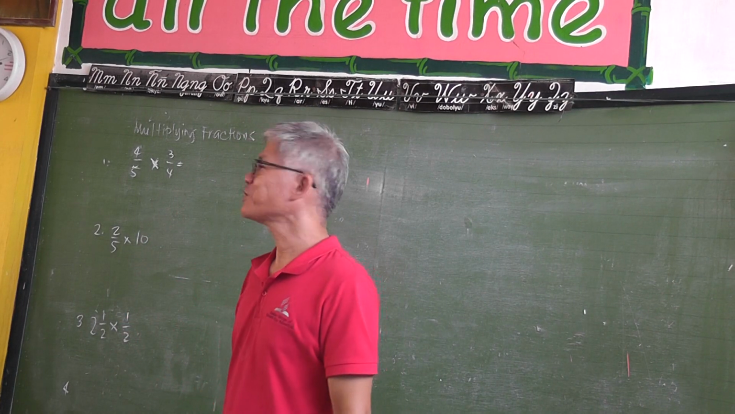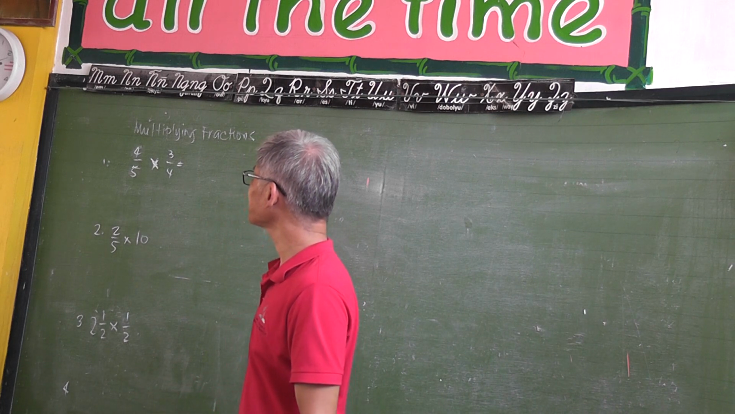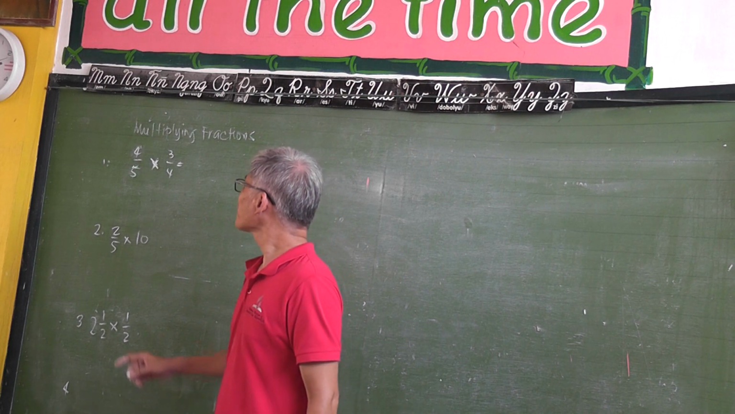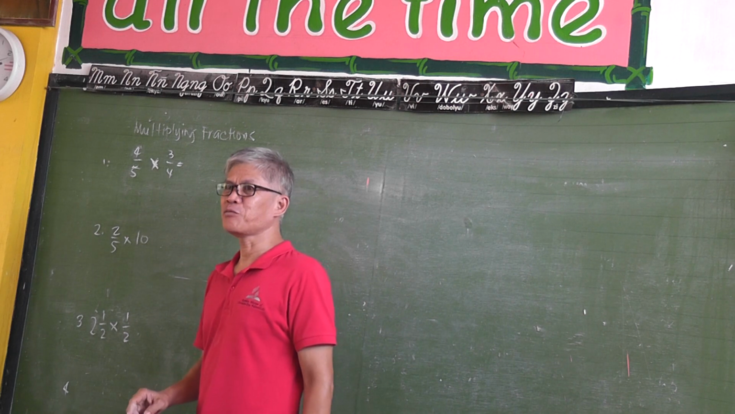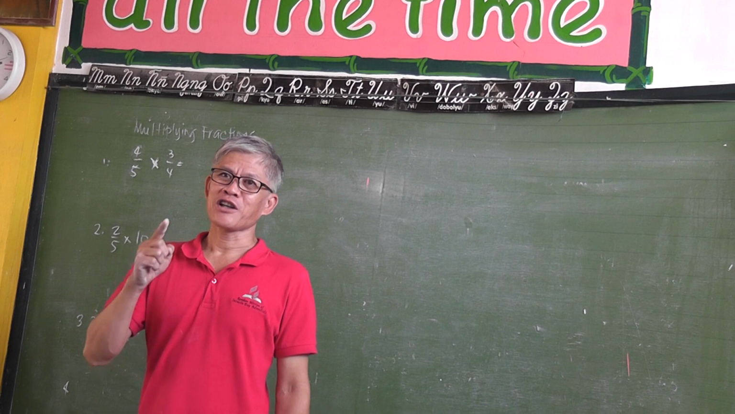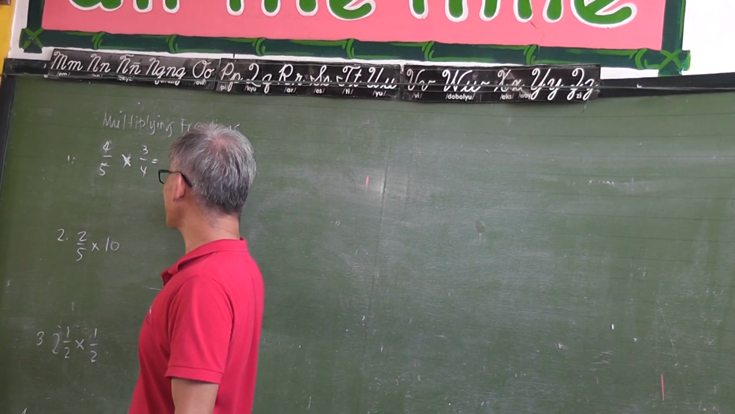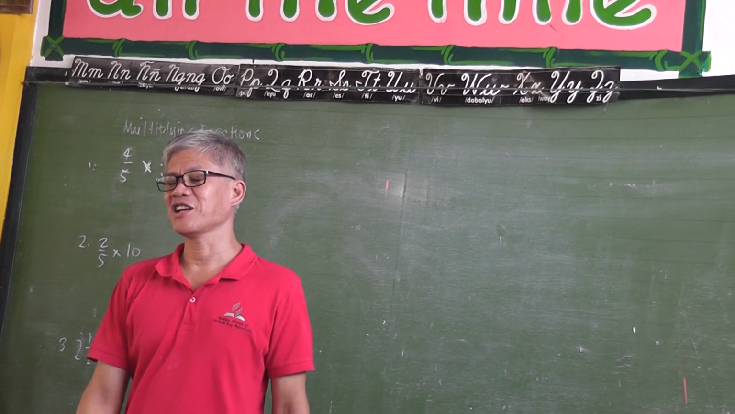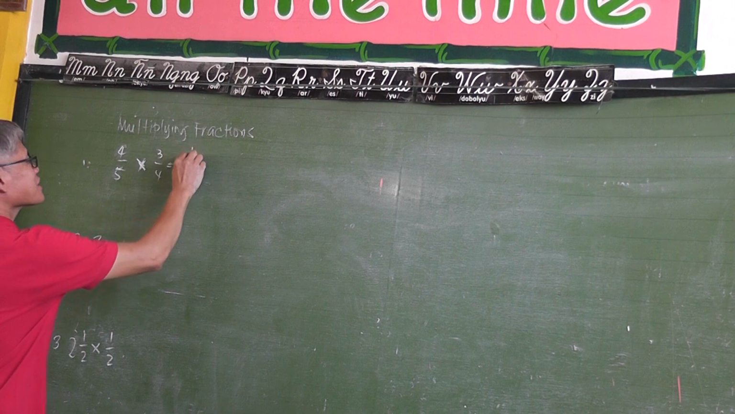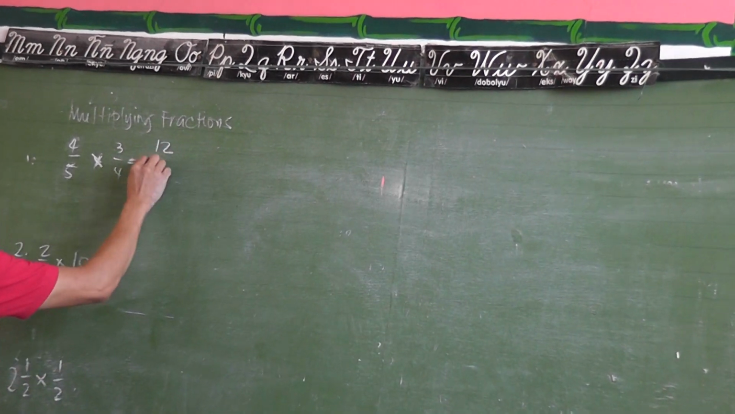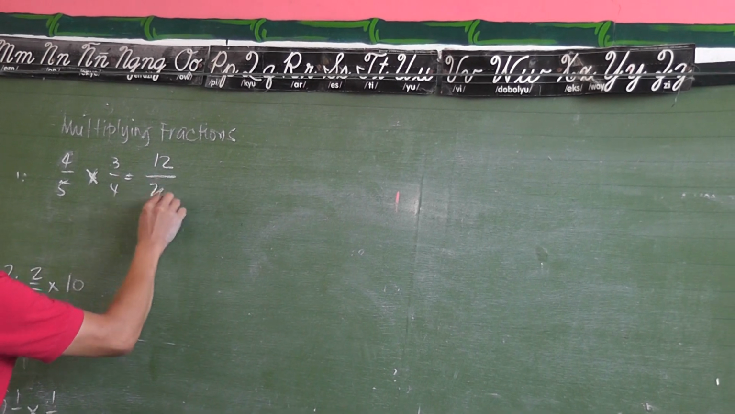Okay, we'll continue. We'll go to our examples. Okay, number one example is 4/5 times 3/4. So in multiplying, you directly multiply the numerator by numerator and then denominator by the denominator. So we'll do it. 4 times 3 was 12. And then 5 times 4 equals 20.